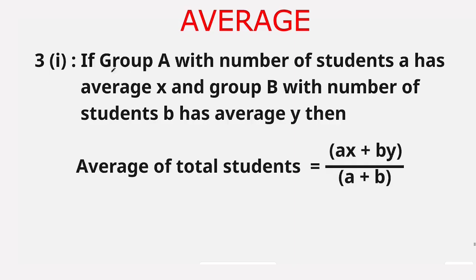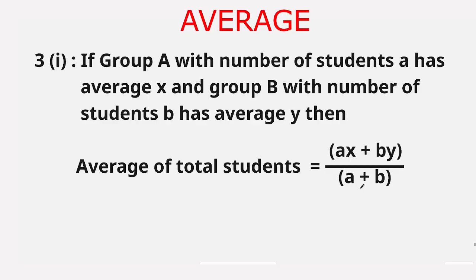Point 3, part 1. If group A with a number of students A has average X, and group B with number of students B has average Y, then the average for the total students equals A into X plus B into Y divided by A plus B. Here A into X is the total of the number of students A, plus B into Y is the total of the number of students B, divided by the total number of students.